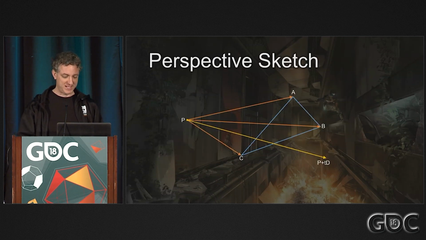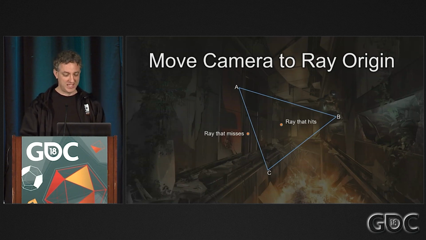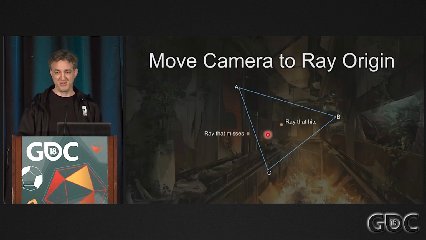So I try to do a perspective sketch, pretend it's 3D, but I don't know if this ray hits or not based on the sketch. It's easier to see if you move the camera to the origin so that the planes now go through the camera and they become lines. So here's a ray that misses, here's one that hits. You can see this one's on the same side of all of these. We don't know if it's plus or minus, but we don't care. This is on a different side of this edge than these 2, so it misses.